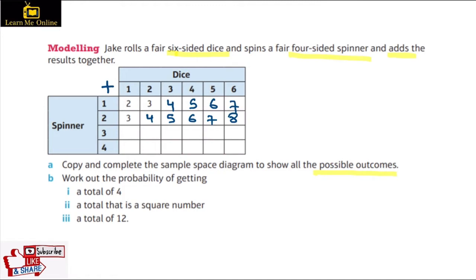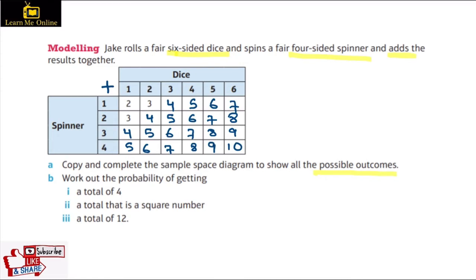Let's fill in the third row now. So 3 plus 1 would be a 4. 3 plus 2 is 5. 3 plus 3 is a 6. Then 3 plus 4 is 7, 8, 9. To fill in the last row now, that would be 5, 6, 7, 8, 9, and 10. So we have got all the possible outcomes now when we roll the dice and a spinner together.